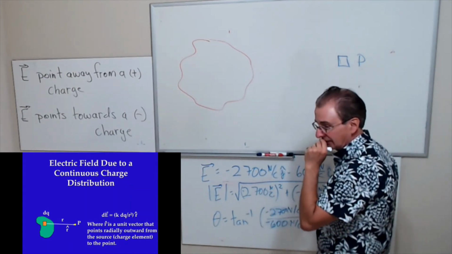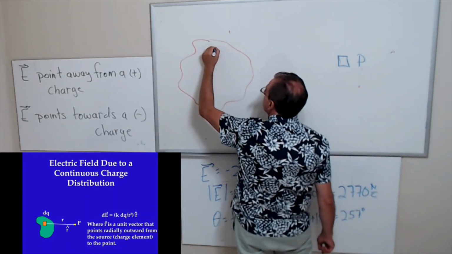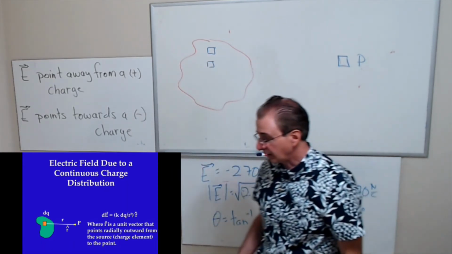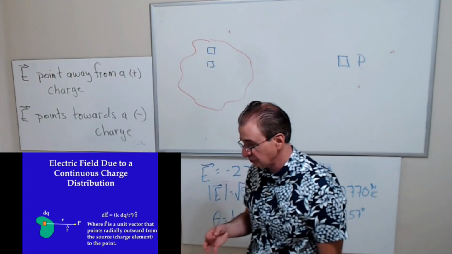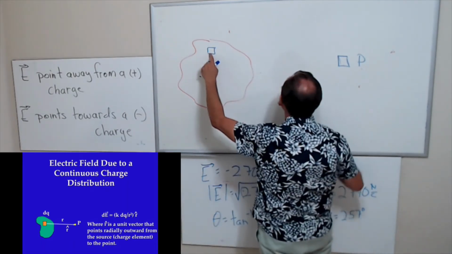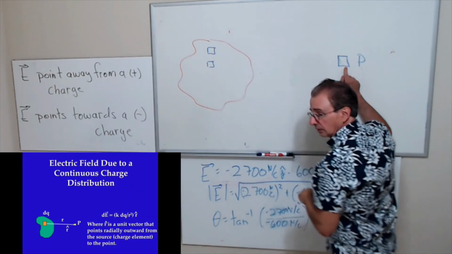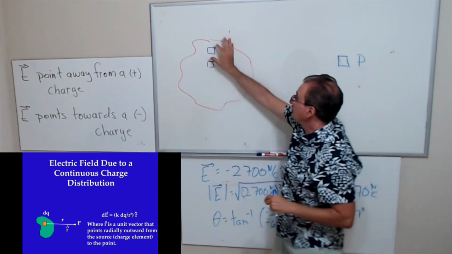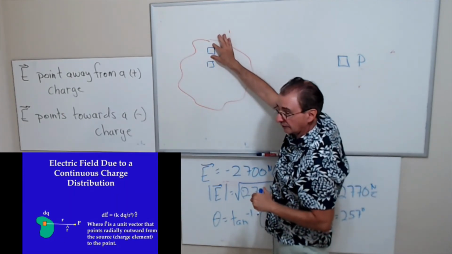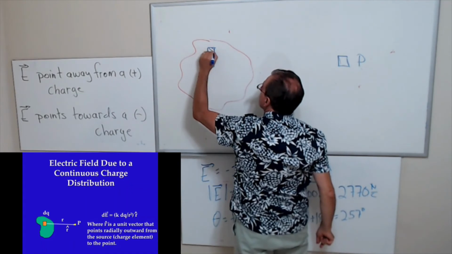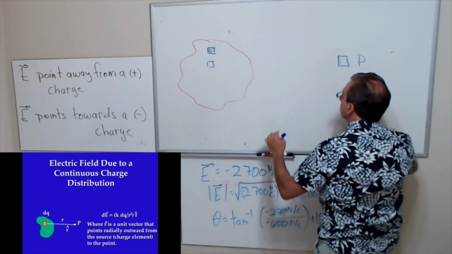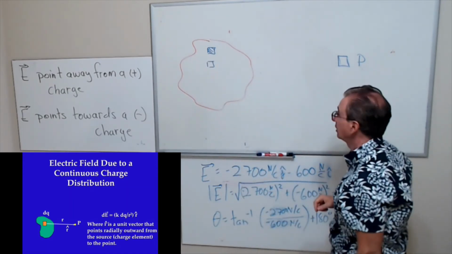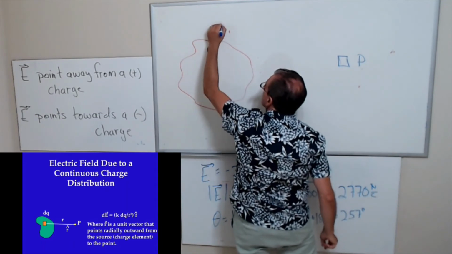Okay. I have to break this up into small pieces, and I have to break it up into pieces that are sufficiently small that the contribution of the field due to these pieces at this point is the same over each piece. So I got to make this piece small enough so that the contribution of the field into this point is the same over the whole side. So I actually got to make it infinitesimally small.